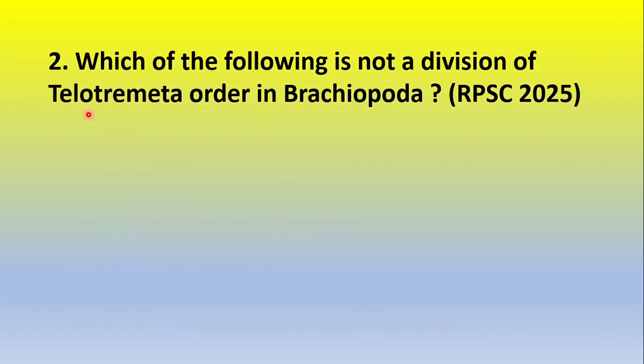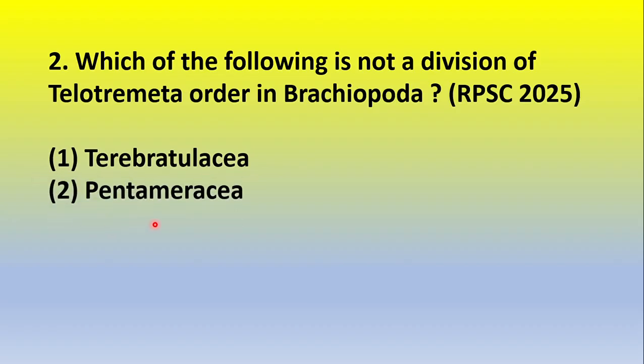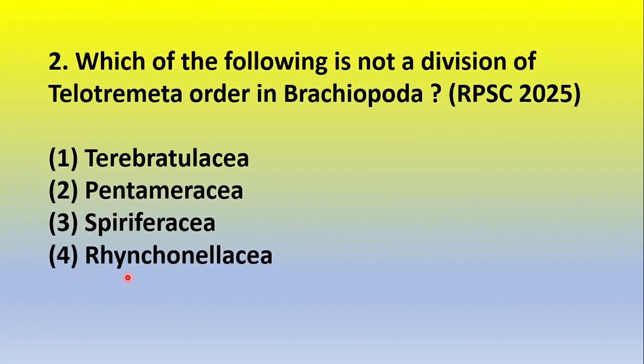Next question, which of the following is not a division of the Telotremata order in the Brachiopoda? Okay, this is asking about the Telotremata order in the Brachiopoda. Option 1, Terebratulacea. Number 2, Pentameracea. Number 3, Spiriferacea. Number 4, Rhynchonellacea.